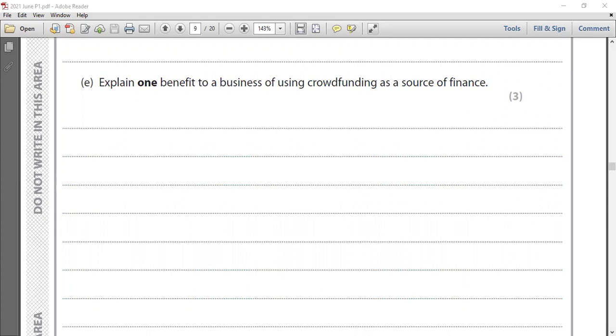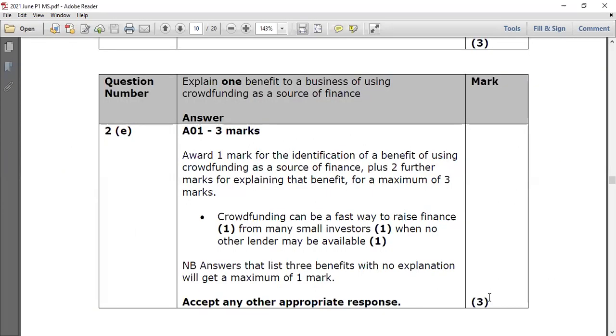So look at the marking scheme here. Let's explain one benefit of using crowdfunding. The answer here: crowdfunding can be a very fast way to raise finance, from many small investors, when no other lender may be available.